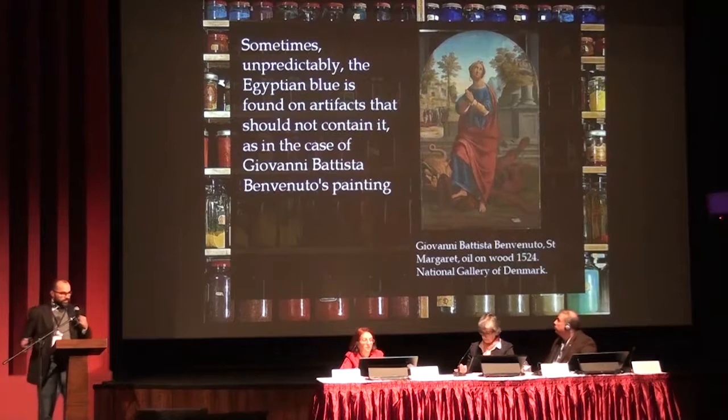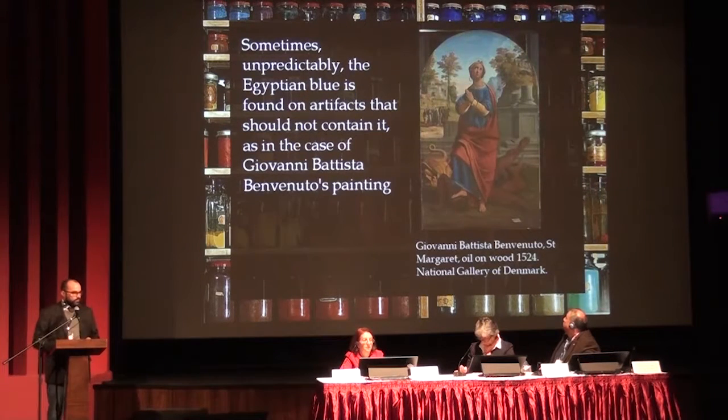The strange thing is that sometimes, unpredictably, we find some artifacts that contain Egyptian blue, like this one. This is by Giambattista Benvenuto, oil on wood, 16th century.